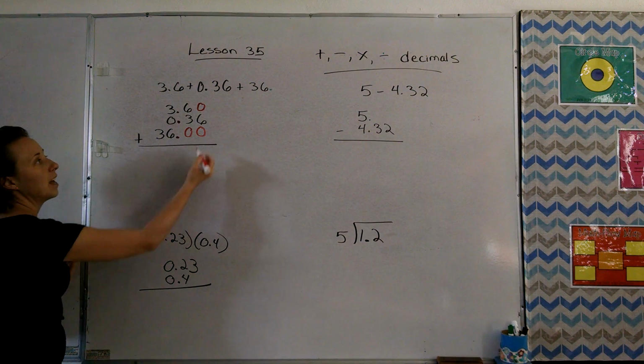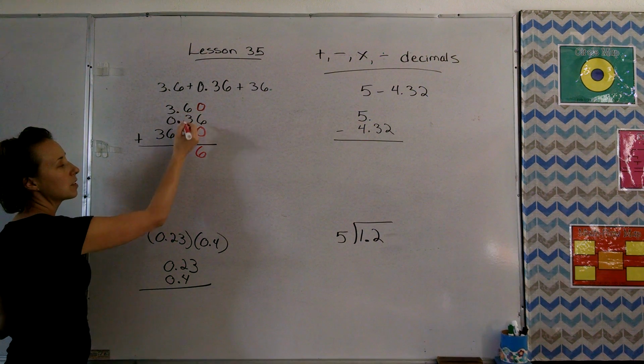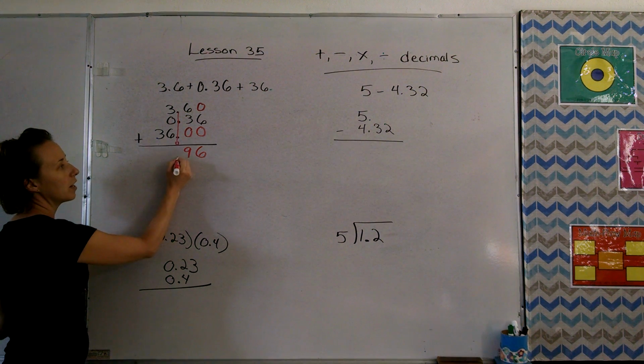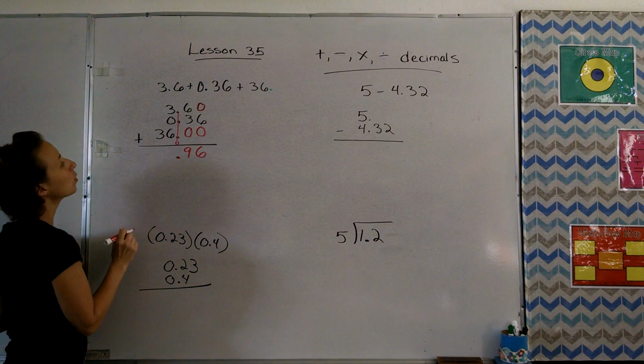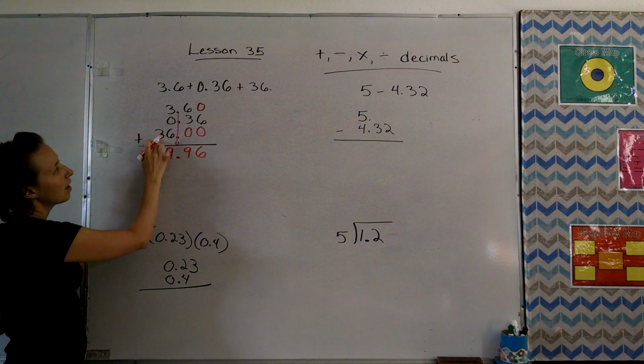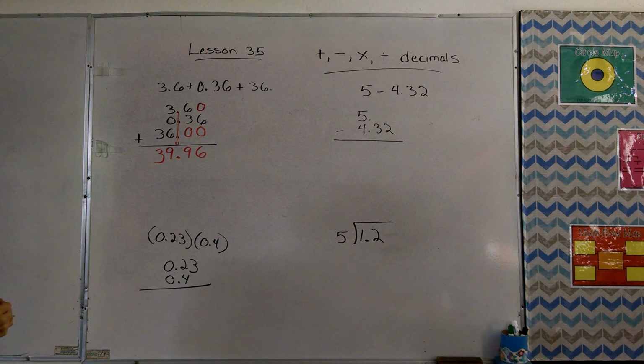Now we add. 0 plus 6 plus 0 is 6. 6 plus 3 is 9. Bring down your decimal point. Put it in your answer. Don't forget that. That's important. 3 plus 6 is 9. And 3. There we go.